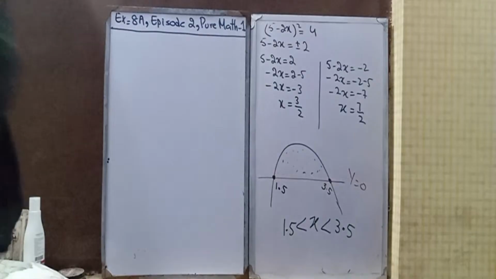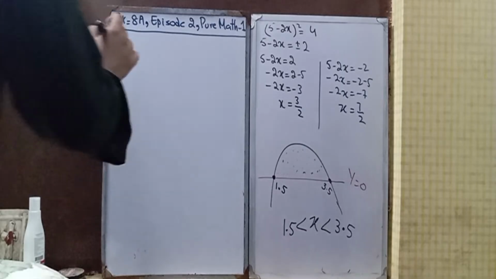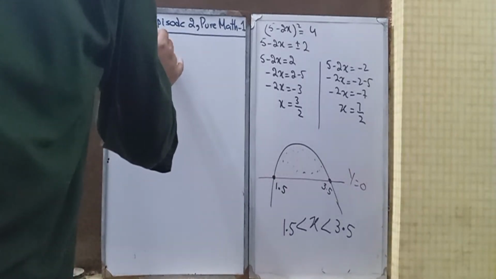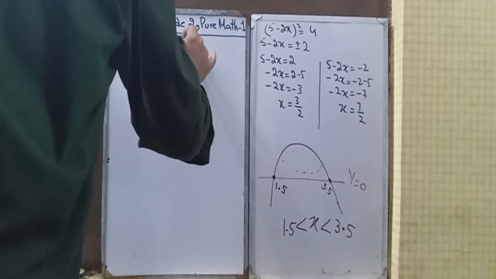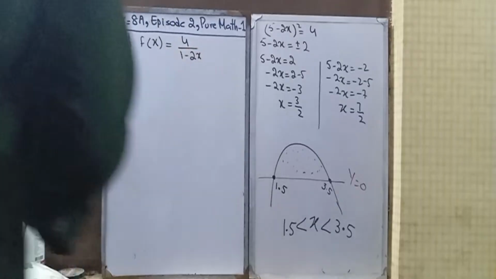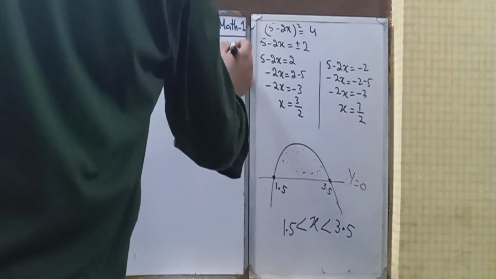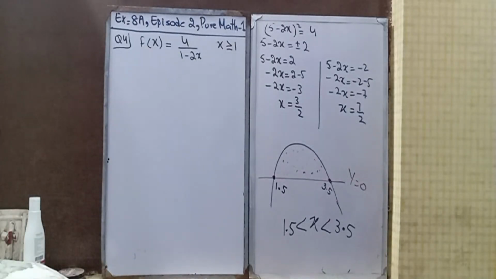In question number 4, the function f of x is defined as 4 divided by 1 minus 2x, for x greater than or equal to 1. Another important thing is that x is greater than or equal to 1. You cannot take values of x less than 1. This is given in the question.